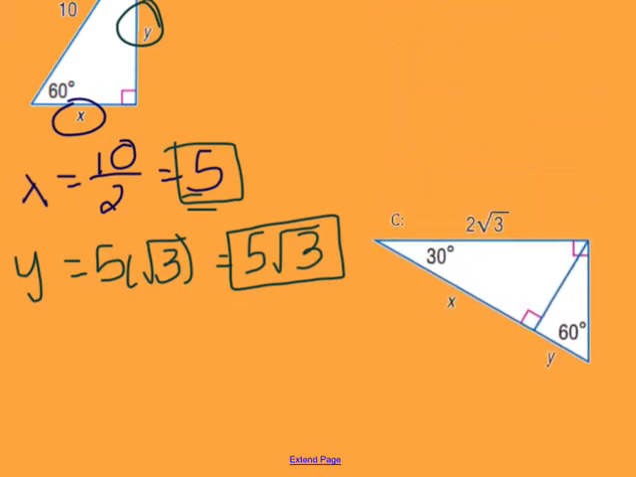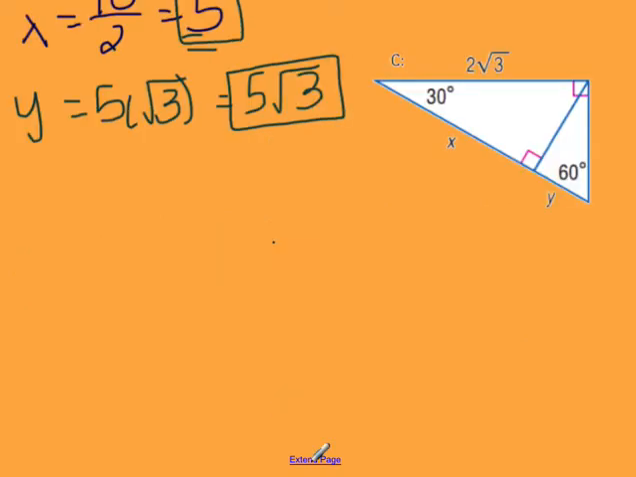Let's take a look at letter C. So for letter C, I want to figure out x and I want to figure out y. Well, first of all, what do I notice about this? I notice that this is a right angle, okay? And so in order to do this, I'm going to have to figure out this length as well, and I'm going to need that for this triangle over here. So let's start by focusing in just on this triangle here.